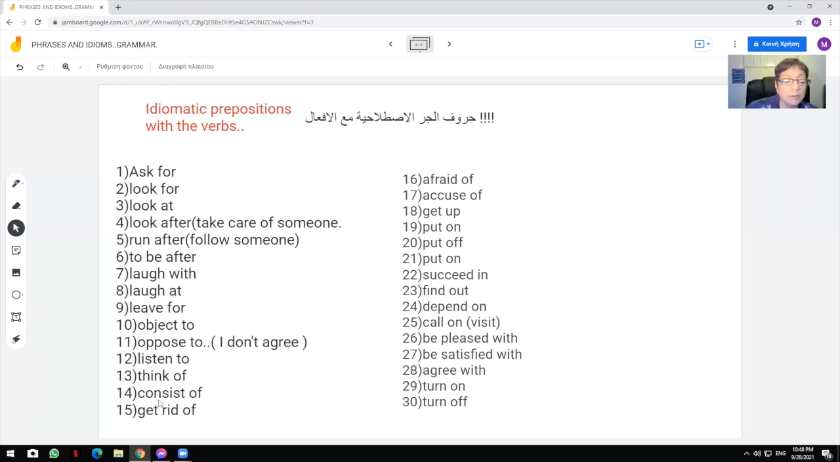Number fourteen, consists of. It consists means it contains something. Consists of. Consists means contains. Number fifteen is to get rid of. I get rid of means I dispose of something. I get rid of old books, old clothes, the old things, meaning I dispose of them. I get rid of.